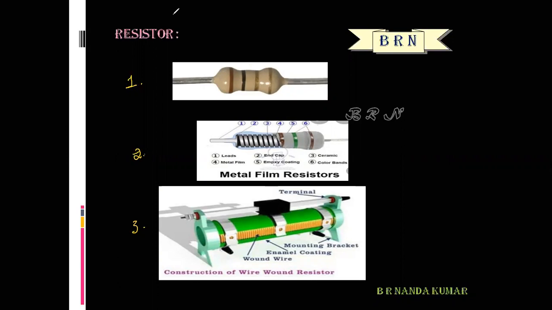Okay, what is the meaning of resistor? Resistor is a circuit element which offers certain opposition to the flow of current in the circuit. Of the three forms, the carbon composition resistors are used extensively. Why? Because they are quite cheap and their physical dimensions are small.